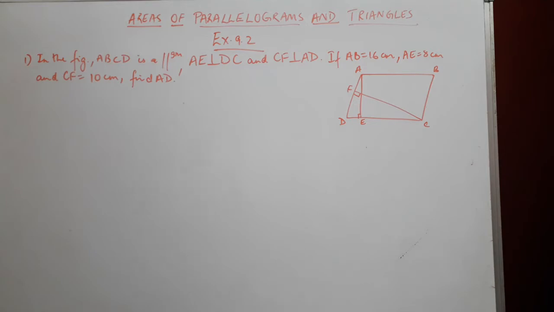In this video we'll be solving question number 1 from exercise 9.2, and it says in the figure ABCD is a parallelogram, AE is perpendicular to DC and CF is perpendicular to AD. If AB is equal to 16 centimeters, AE is equal to 8 centimeters and CF is equal to 10 centimeters, find AD. So this is a parallelogram.